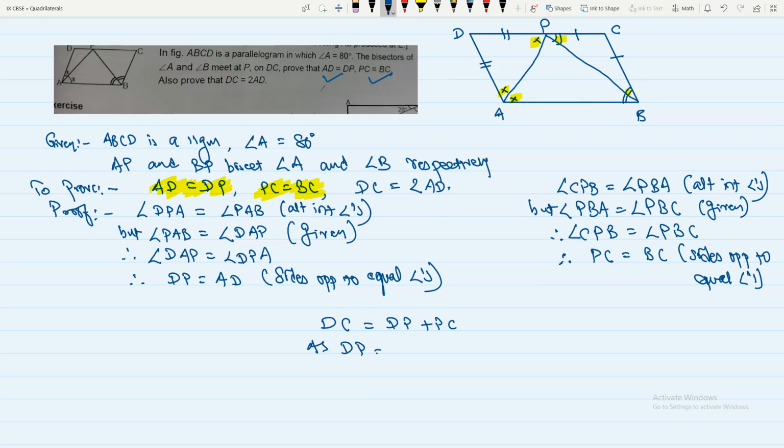एक मिनट. As DP is equal to AD and as PC is equal to BC, also AD is equal to BC, opposite sides of parallelogram are equal. ठीक है, इसका क्या मतलब है? इसका ये मतलब है कि DP AD से इक्वल है, PC BC से इक्वल है और खुद AD और BC आपस में इक्वल है. सो इसका मतलब ये DP और PC भी इक्वल होंगे, मतलब ये सब सेम है. दीज आर ऑल इक्वल.